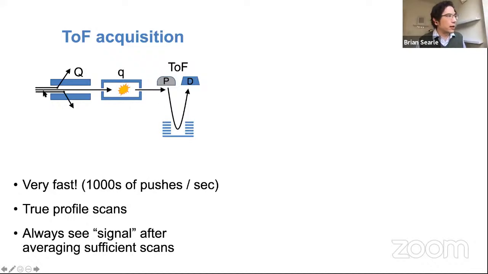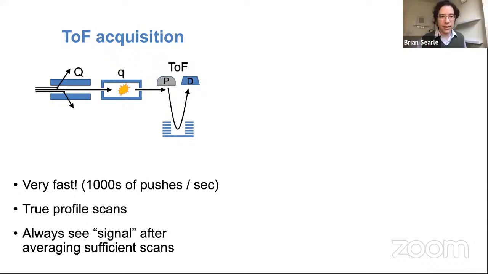And so here, essentially, all you're doing is taking peptides that you're interested in. You select out a specific mass over charge range. You fragment those ions in the middle quadrupole, and then you push them into the TOF. The TOF pushes them down, and they hit the detector. The advantage of this is that you get measurements that are very, very fast, so thousands and thousands of pushes per second.